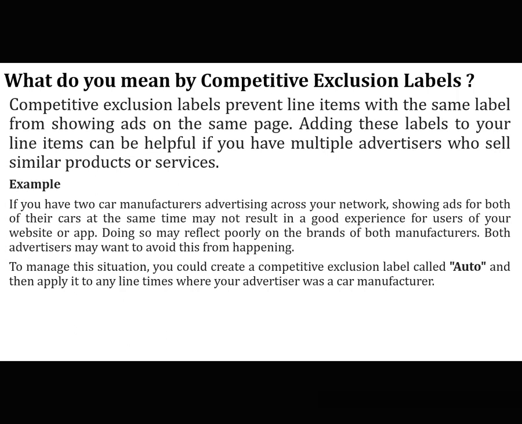For example, if you have two car manufacturers advertising across your network, showing ads for both of their cars at the same time may not result in a good experience for users of your website or app. Doing so may reflect poorly on the brands of both manufacturers. Both advertisers may want to avoid this from happening. To manage this situation, you could create a competitive exclusion label called Auto and then apply it to any line item where your advertiser was a car manufacturer.